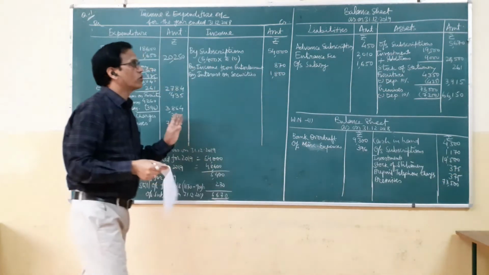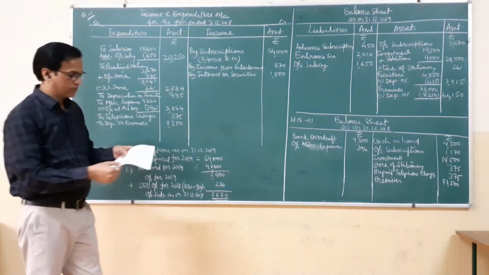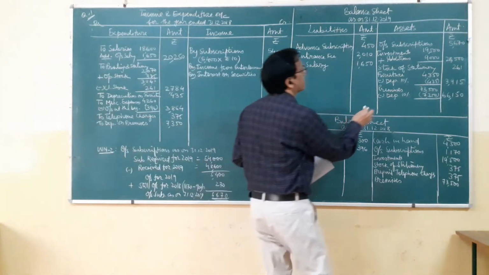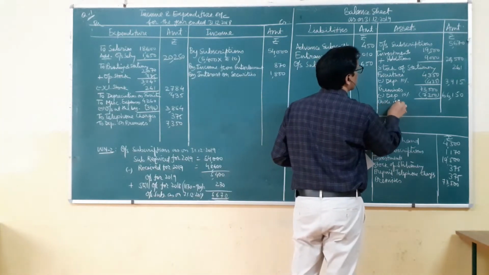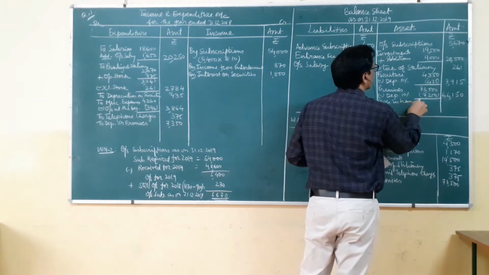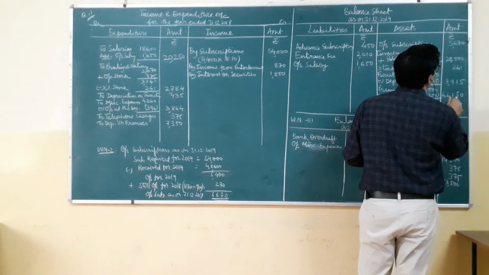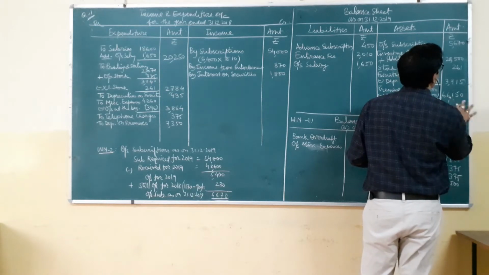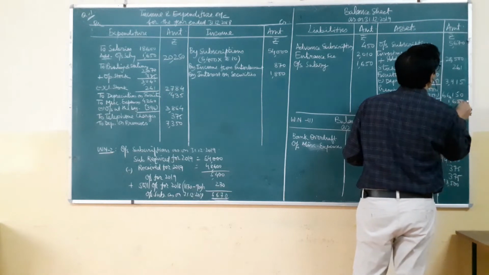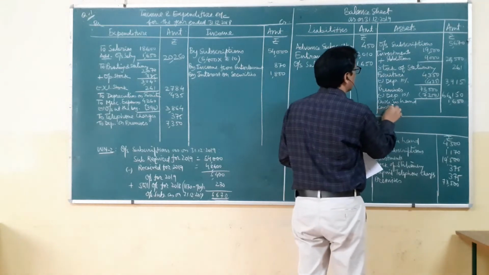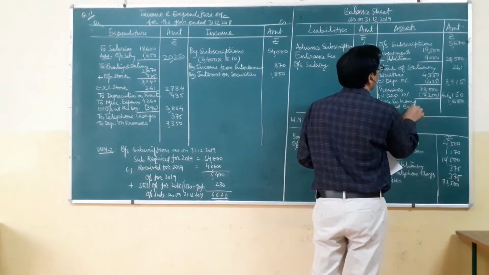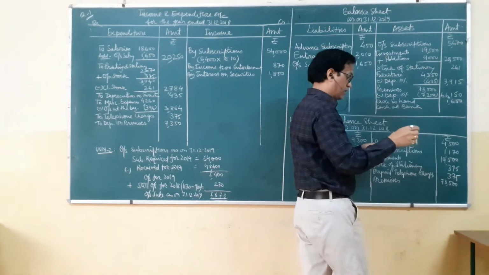And furniture also taken. Now the last item, balance carried down. We write here cash in hand, closing cash in hand 1650, and cash at bank, that is 93.